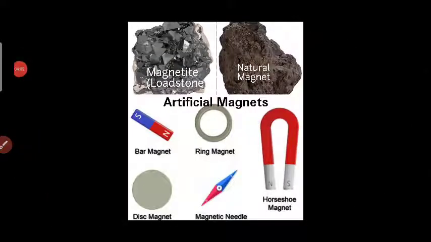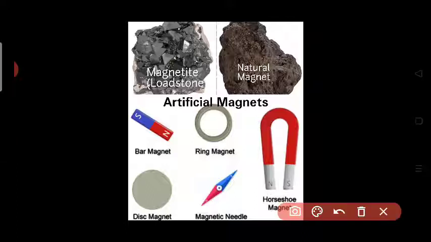Now the question arises, magnets are divided into how many parts? So magnets are divided into two parts on the basis of their occurrence, that is whether they are naturally occurring magnets or artificial, man-made magnets. So the first one is natural magnet. If you see here, this magnet type is called a natural magnet, or it is also called lodestone.